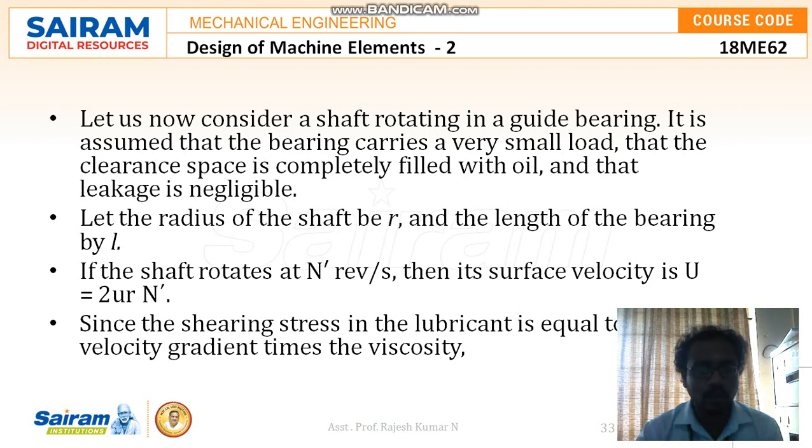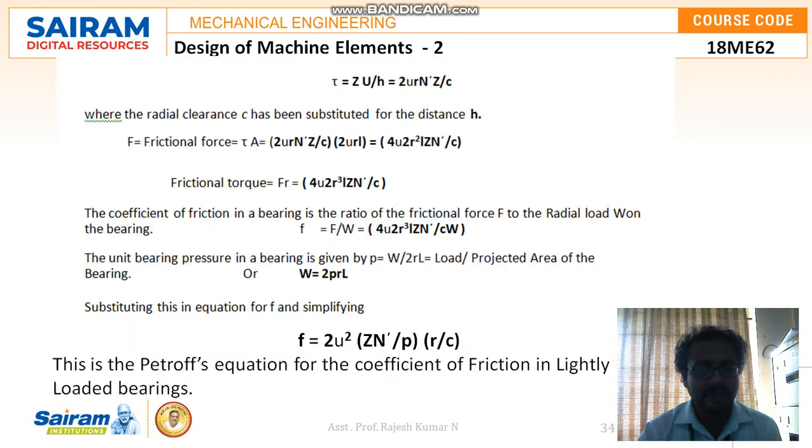Since the shearing stress in the lubricant is equal to the velocity gradient times the viscosity, shear stress is equal to Z U divided by h, which is equal to 2 pi R n Z by c, where the radial clearance c has been substituted for the distance h. F is the frictional force, which is equal to shear stress times cross sectional area, so F is equal to 2 pi R n Z by c into 2 pi R L, which is totally equal to 4 pi squared R squared L Z n by c. So the frictional torque is F R, which is equal to 4 pi squared R cubed L Z n by c.